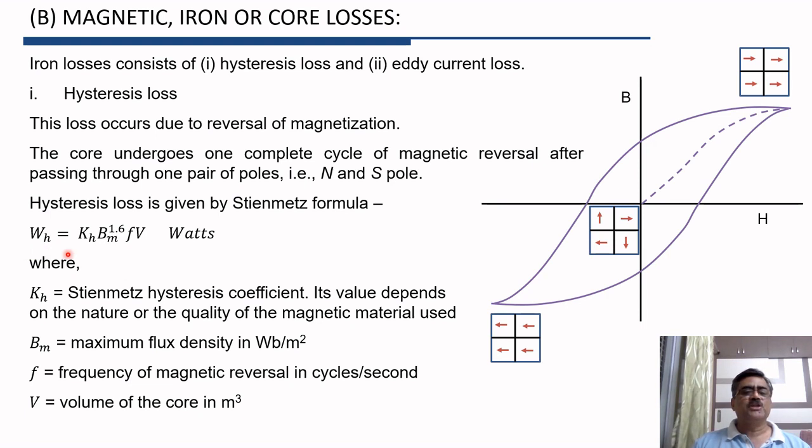and it is given by WH = KH Bm^1.6 F V watts, where KH is the Steinmetz hysteresis coefficient. It depends on the nature or quality of the magnetic material used. Bm is the maximum flux density in Weber per meter square. F is the frequency of magnetic reversal in hertz or cycles per second, and V is the volume of core in meter cube. So you can see that hysteresis loss depends on Bm, which depends on the applied voltage or the current through the field winding, and it also depends on F, that is the frequency of reversal of magnetization. So this F depends on the speed of the machine.